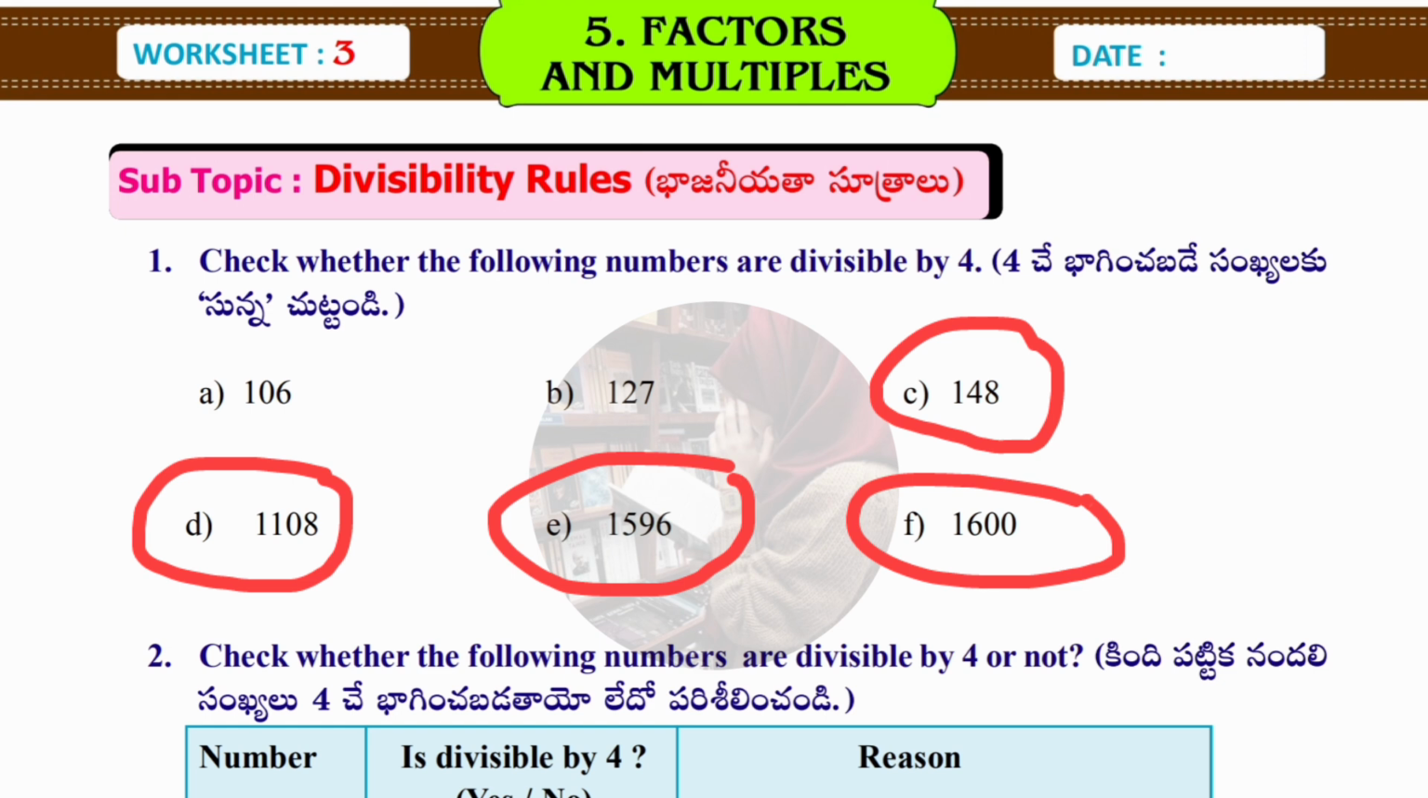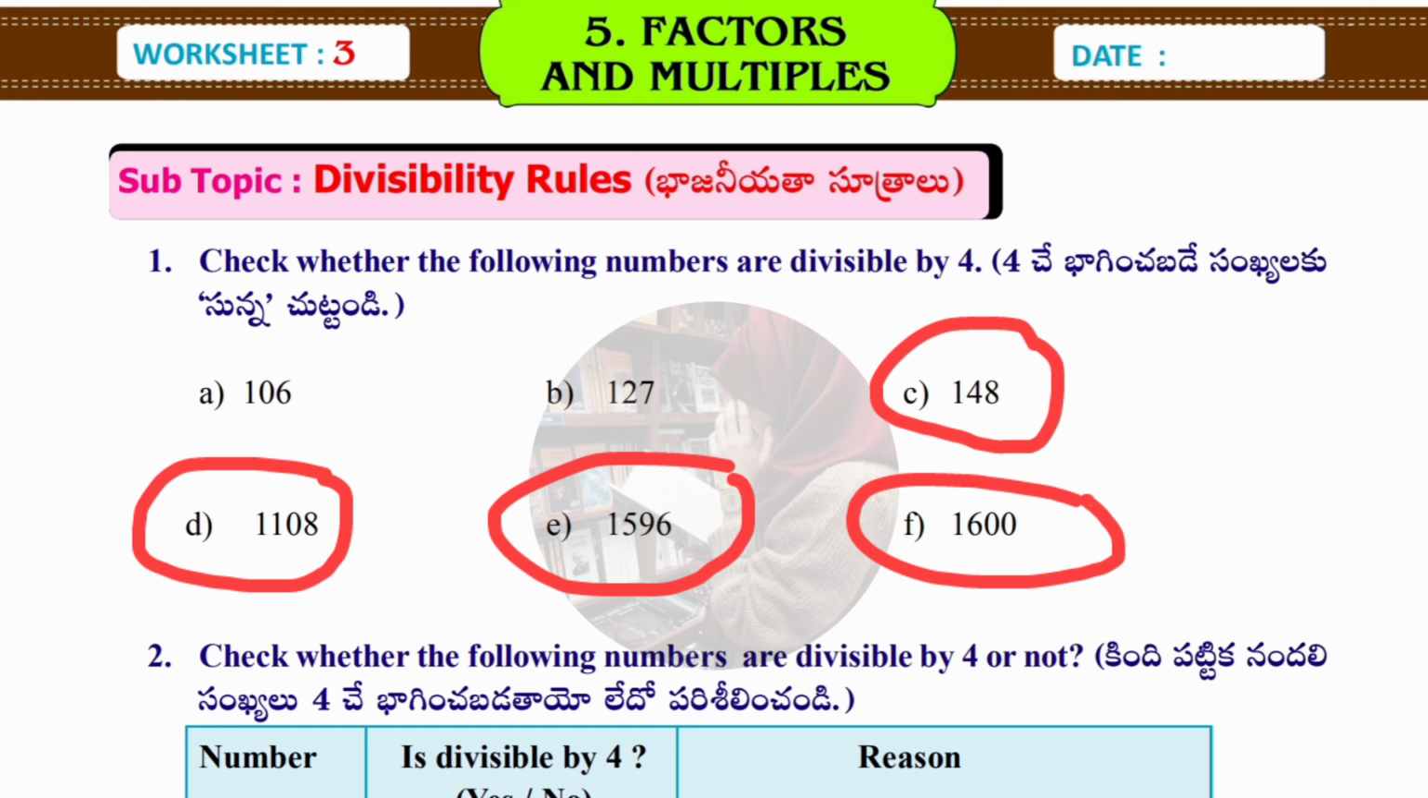Next number is 148. Here last two digits are 48. So it is definitely divisible by 4. 4 ones, 4 twos. That's why the entire number is divisible by 4. That's why circle that number. Next number is 1108. Last two digits are 08 means 8. It is definitely divisible by 4. That's why put circle that number.